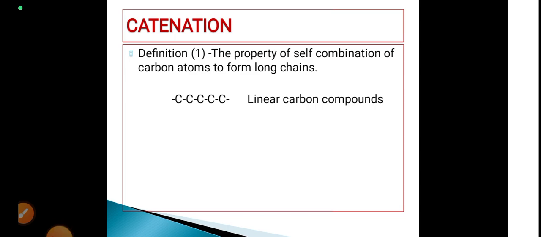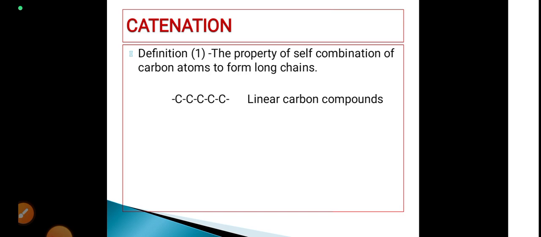Let's start with the definition. The property of self-combination of carbon atoms to form long chains or even branched and also cyclic compounds is defined as catenation. So here you can look at the first type of carbon compounds wherein carbon has formed a single bond with another carbon atom in a straight line. So these we call linear carbon compounds.